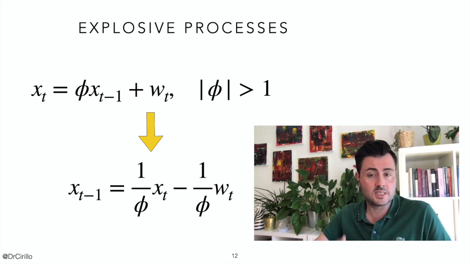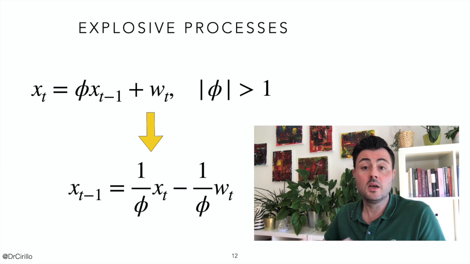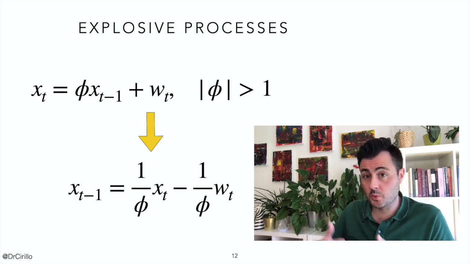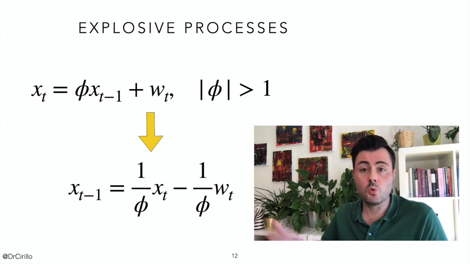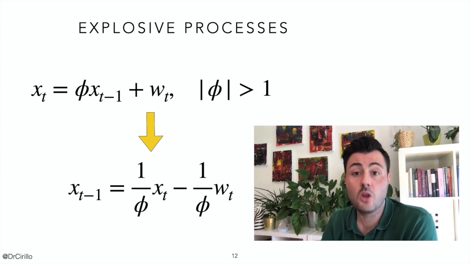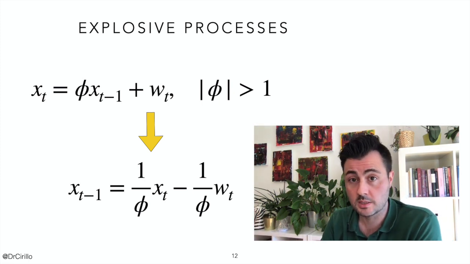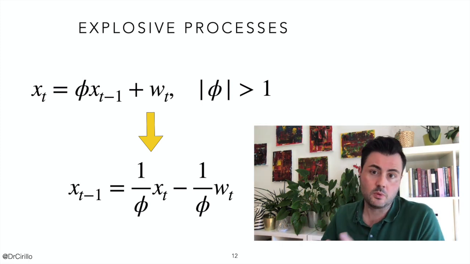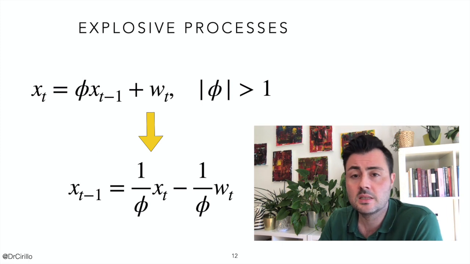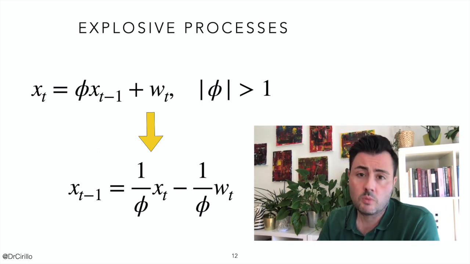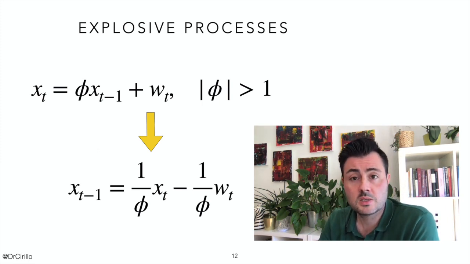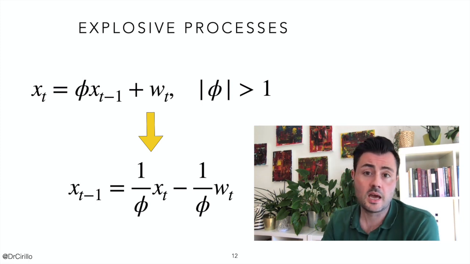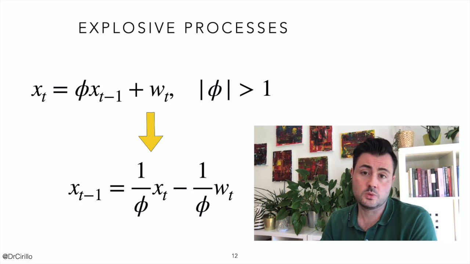So the value of xt depends on xt plus 1. So this is an anticipated process. So it's a process that looks towards the future. So it's a non-causal process. So we can see that with this very simple example, we can already see that there are quite interesting connections in time series analysis between, for example, explosive processes and non-causal processes.